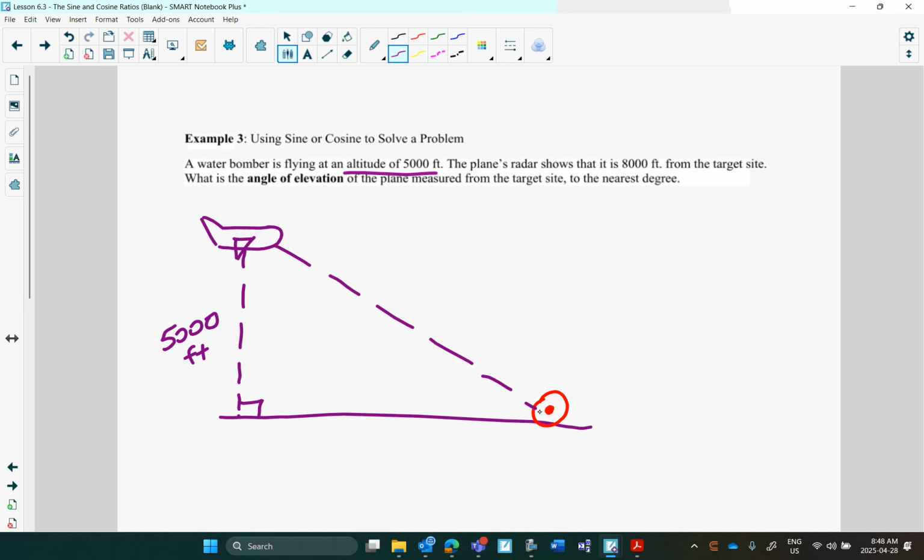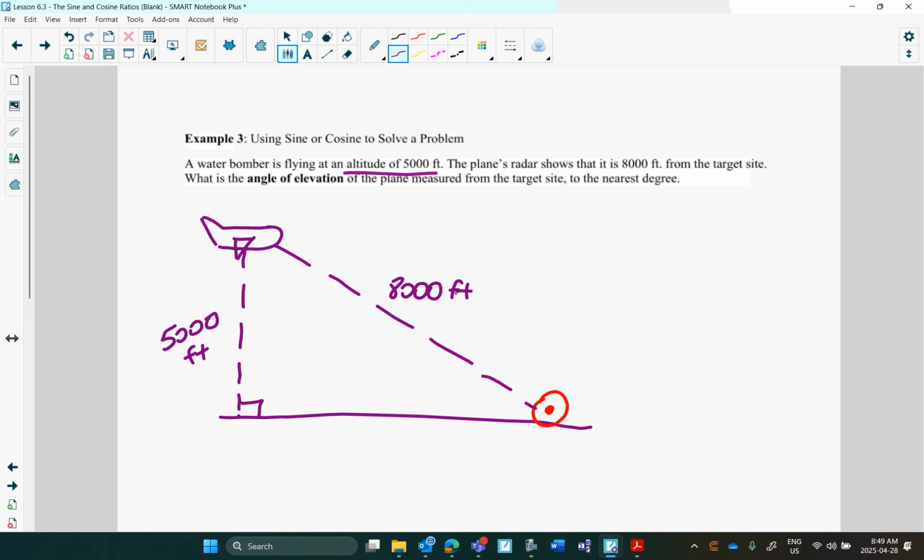And the plane's radar shows that it is 8,000 feet from the target site. Well, which one of these is 8,000 feet? The diagonal one? Okay. Now, we have to find one of the angles, and it's called the angle of elevation at the target site.